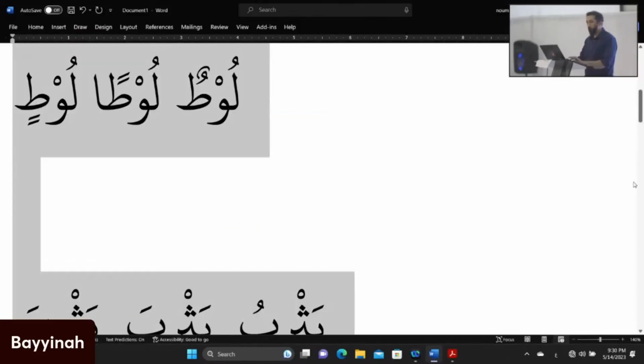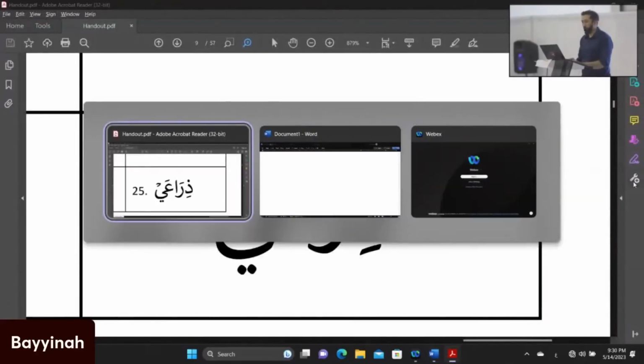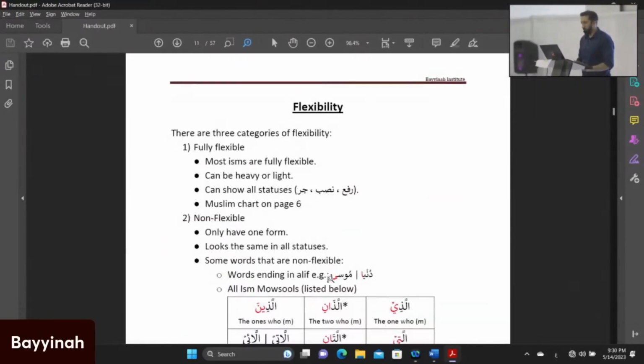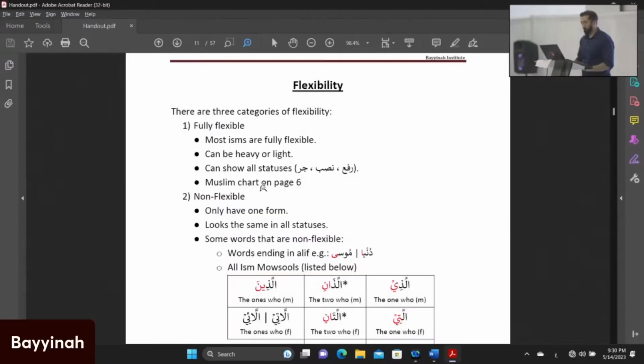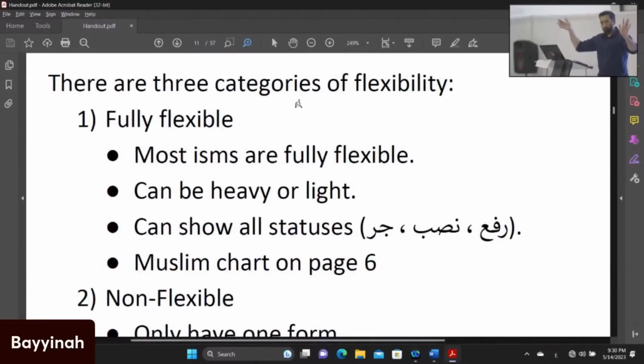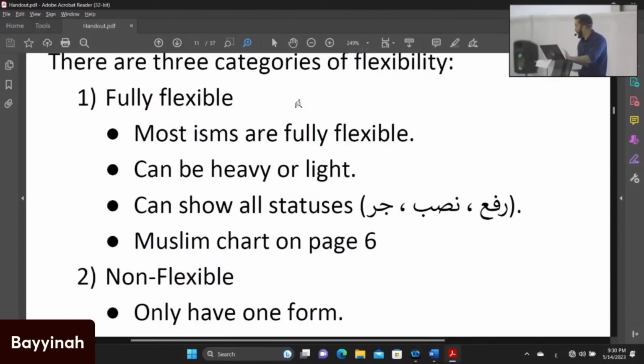Okay. So now let's write some things. Actually, let's look at your notes and see if the notes make sense to you now. Go to flexibility, page 9. It says there are 3 categories of flexibility. Is that clear already? Then it says fully flexible. And then it says most isms are fully flexible. Is that clear? Then it says they can be heavy or light because they have all the rights. They want to be light, they can be light. They want to be heavy, they can be heavy. They can show all statuses, rafa or nasab or jar, sounds, combinations. Basically, fully flexible means you can use the entire Muslim chart on page 6.